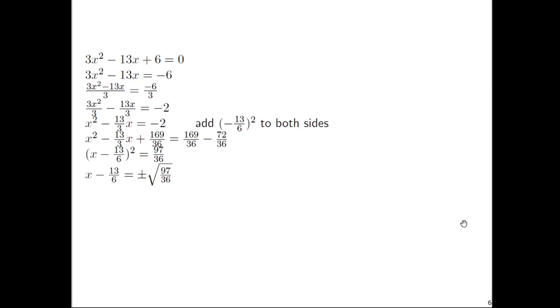Now square root both sides. On the right side, we can split up the radicals, so you have root 97 over root 36, but instead of writing root 36, you'll see just the 6 there. And then to solve for x, we just need to add 13/6 on both sides.